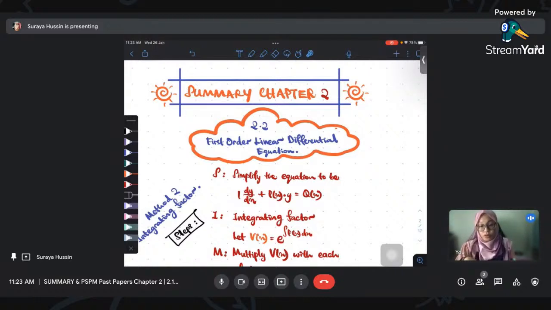So now here goes the second subtopic, 2.2, first order linear differential equation. Okay? So here we lecturers of matriculation have made steps to make it easier for all matriculation students to memorize the steps for this second subtopic, which is first order linear differential equation. Okay, the name is quite long. The name looks very difficult, but it's not that hard actually.